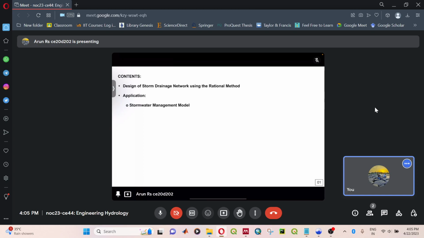And we'll see an example related to the rational method, and later we'll be seeing the application of the engineering hydrology course in designing the storm drainage network, like using the current softwares. Like I'll be showing you an example project which we have done already. So we'll see the application related to that.